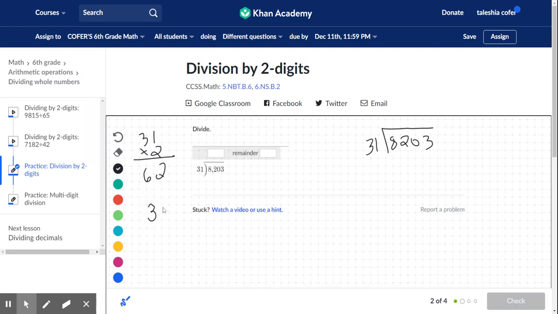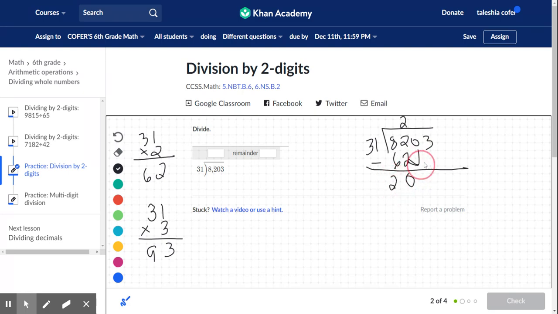I probably can do a little more. Let's see what 31 times 3 is. 3 times 1 is 3, my bad. 3 times 3 is 9. That's too much. All I have is 82. So I now know that I can only go into it twice. Once we multiplied, we know that 2 times 31 gave us 62. When I subtract it out, 2 minus 2 is 0, and 8 minus 6 is 2.